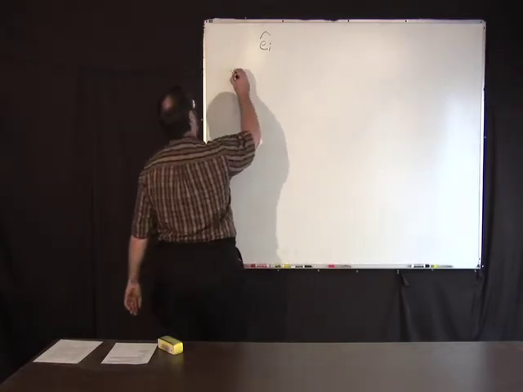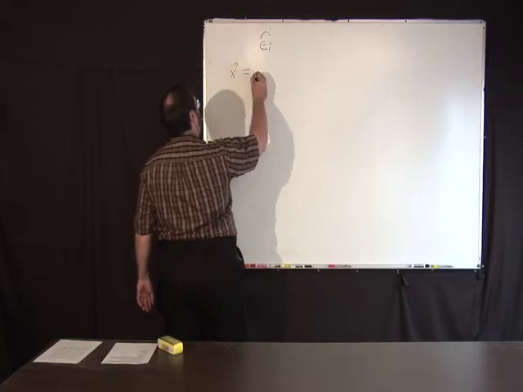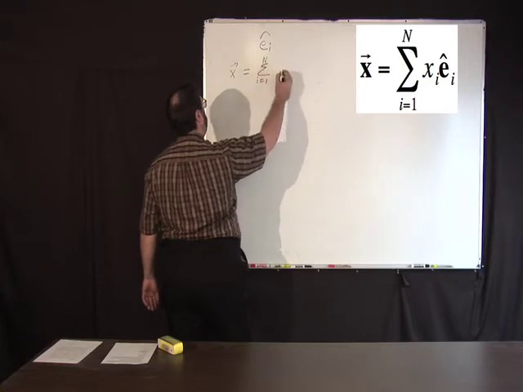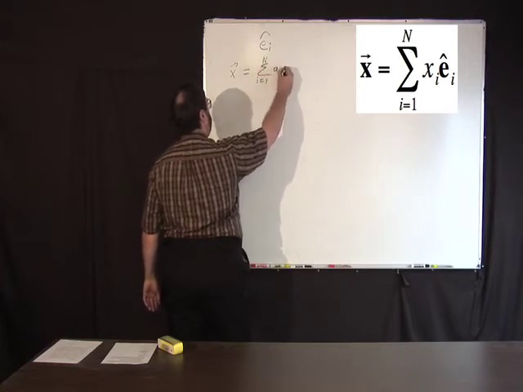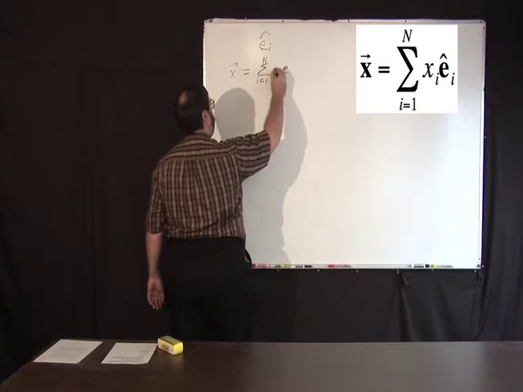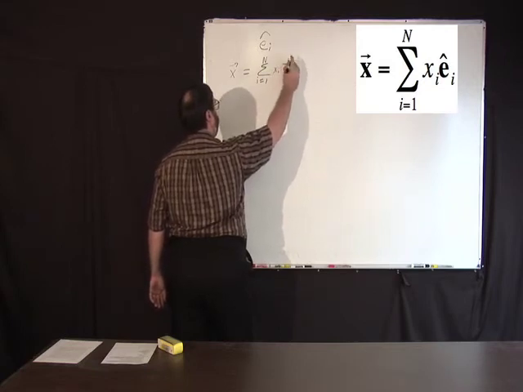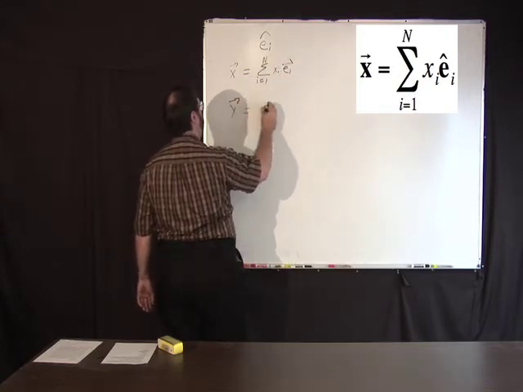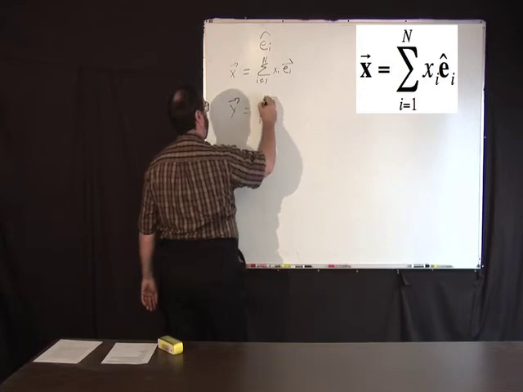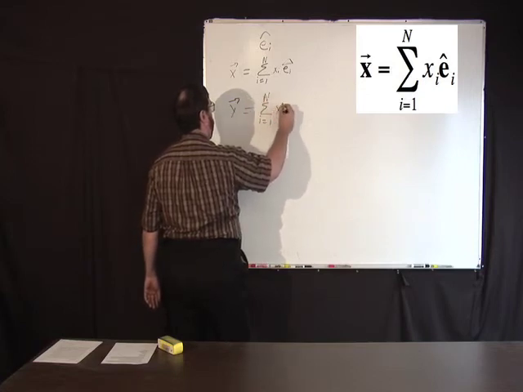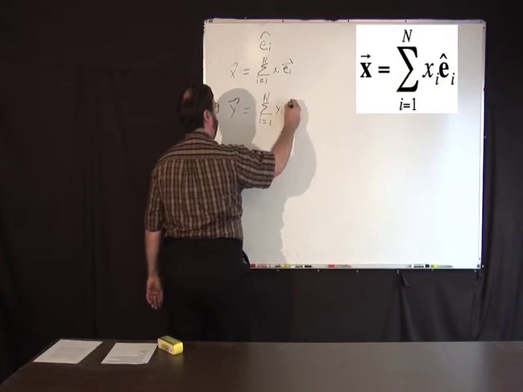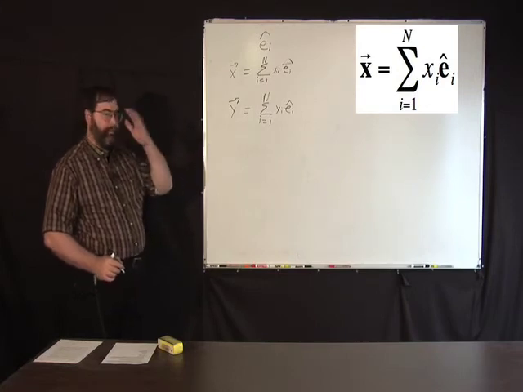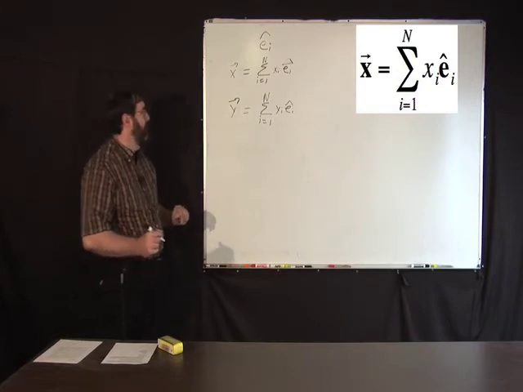Well, a vector x is going to be written as the sum, i equals 1 to n, of some coordinate, let's say x_i, times e_i, the unit vector. Okay, and y, let's say another vector in that space, is going to be the sum, i equals 1 to n, of y_i e_i. Well, think about last week. Think about what this is starting to look like.